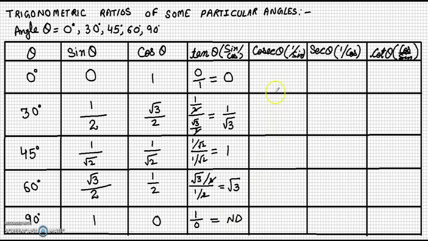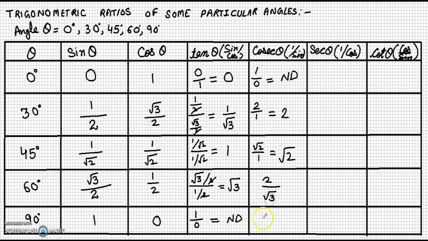Cosec theta is reciprocal of sin theta. So all the values of sin theta will be reversed in this column. So 0 when reversed will be 1 by 0, which is not defined. 1 by 2 will be 2 by 1, that is 2. 1 by root 2 will be root 2 by 1, that is root 2. Root 3 by 2 will be 2 by root 3. And then 1 will be 1 upon 1, that is 1 only.